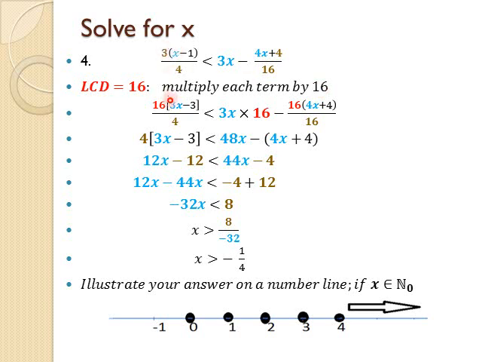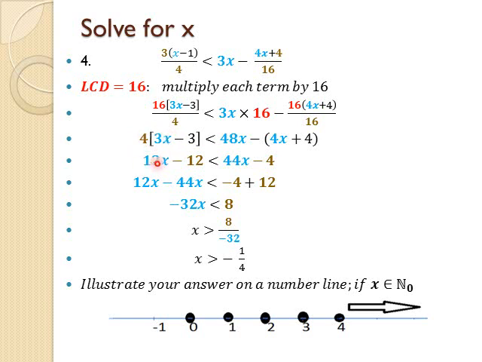So there 3 times x gives me 3x, 3 times minus 1, negative 3. That's multiplied by 16. 3x times 16. There 16 times 4x plus 4 divided by 16. 4 goes in 16 4 times, so that's 4 times 3x minus 3. 3 times 16 would give me 48x. 16 and 16 cancel, so I'm left with negative 4x plus 4. So there I got rid of my denominators.